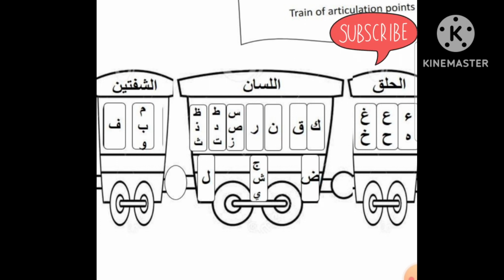Okay, so we have Hamza, Ha, Ain, Ha, Ghain, Kha, Kaf, Qaf, Noon, Ra, Seen, Sod, Za, Ta, Dal, Ta, Dha, Dhal, Tha, Meem, Ba, Wow, Fa, Lam, Jeem, Sheen, Ya.